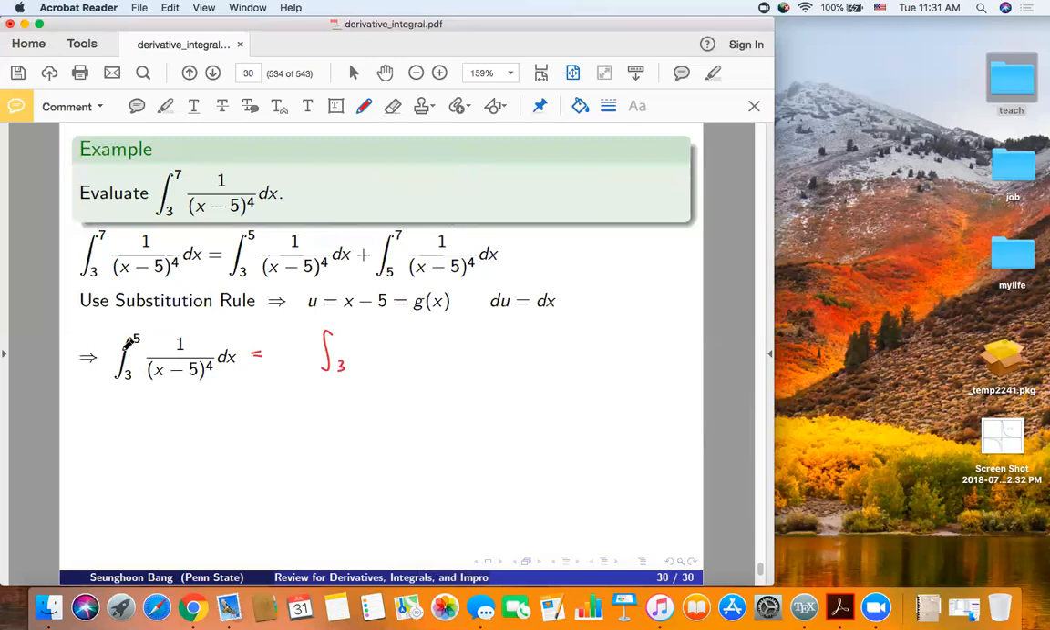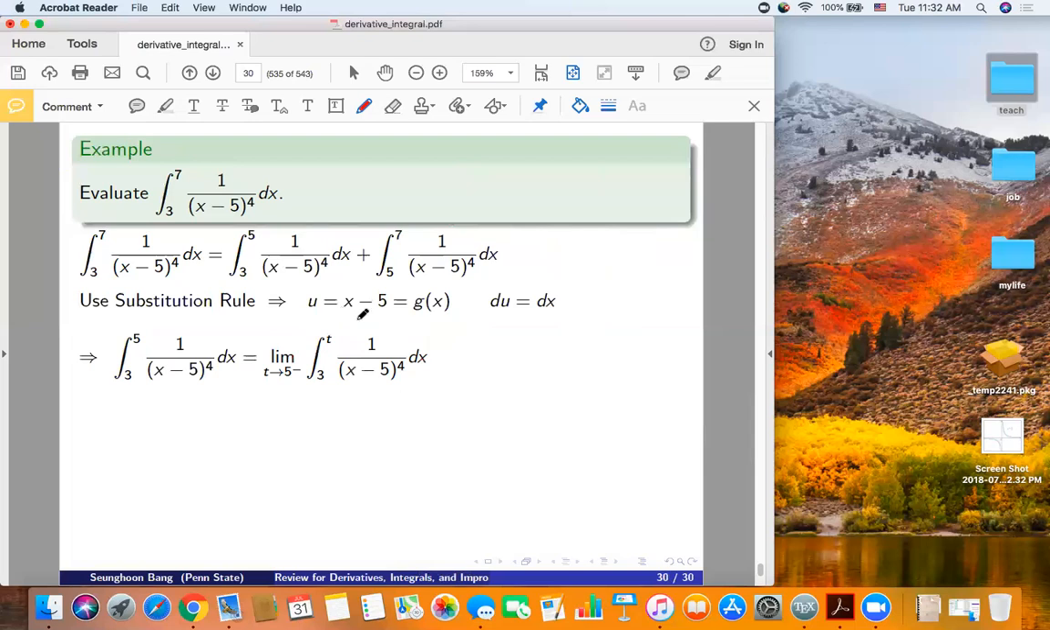Replace the discontinuous point by t: the integral from 3 to t of 1 over (x minus 5) to the 4 dx. Take the limit. What happens? Here we have 3 and 5, and you choose t. The t value approaches the discontinuous point. t approaches 5 from the left. This is the idea.